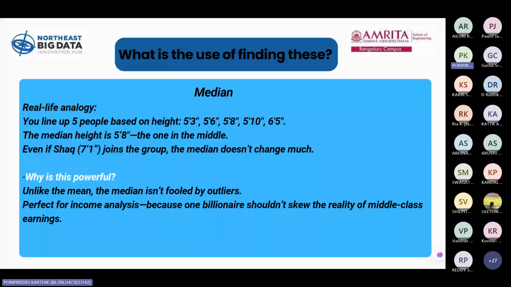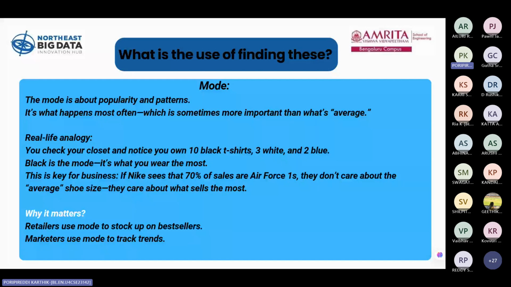Mode. Where do we use mode? Mode is about popularity and patterns. It is used mostly by retailers and marketers. For example, you have a closet and you own 10 black t-shirts, 3 white, and 2 blue. Black is the mode here. In business, for Nike, if Nike sees 70% of sales in Air Force One, they don't care about the average shoe size or mean or anything. What they care about is how many Air Force Ones they are producing. This is most applicable in retail and marketing.